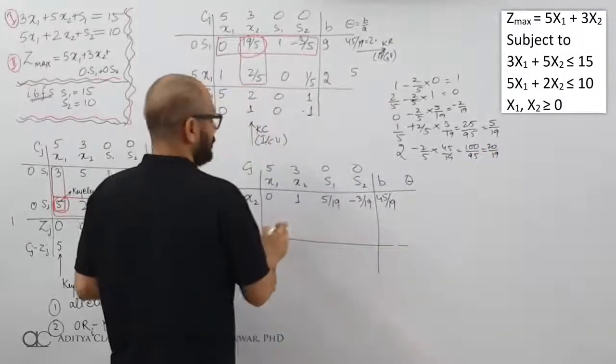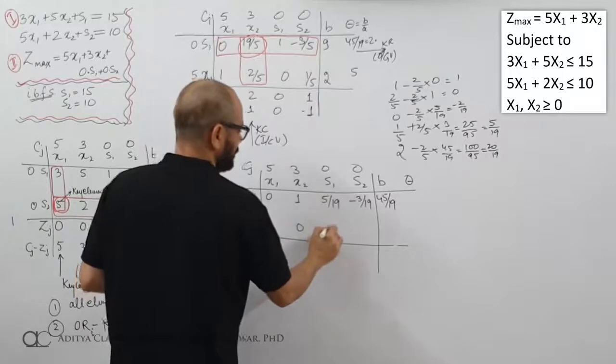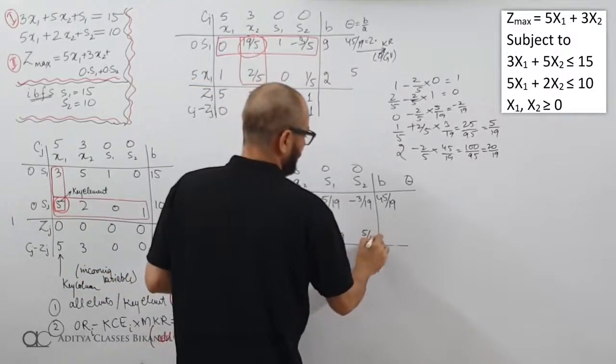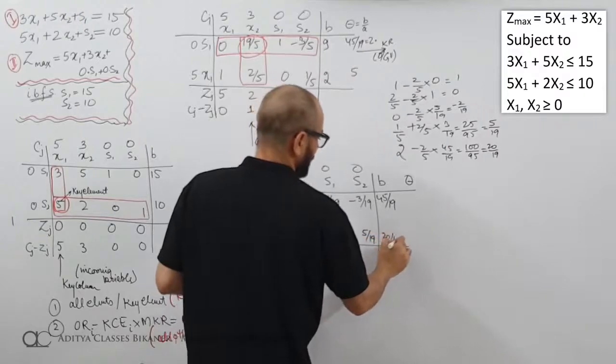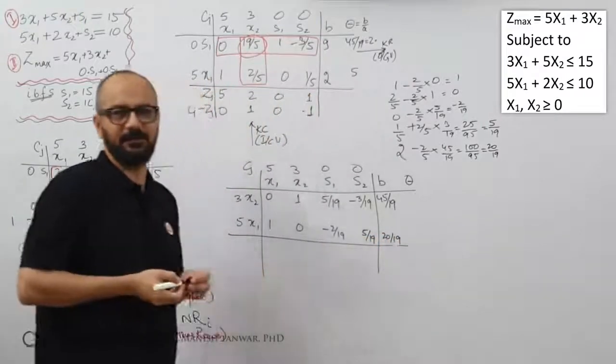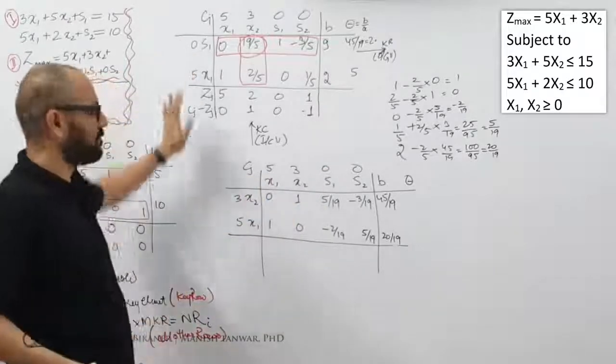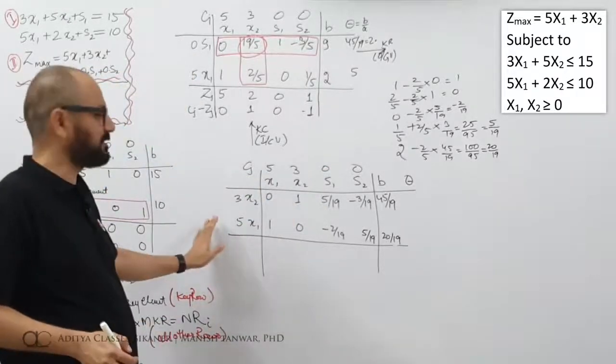So my transferred row would be 1, 0, minus 2 by 19, 5 by 19 and 20 by 19. So I have my first row, second row and third row. So this is my third row.